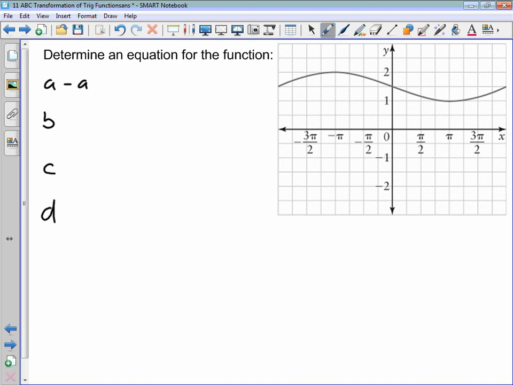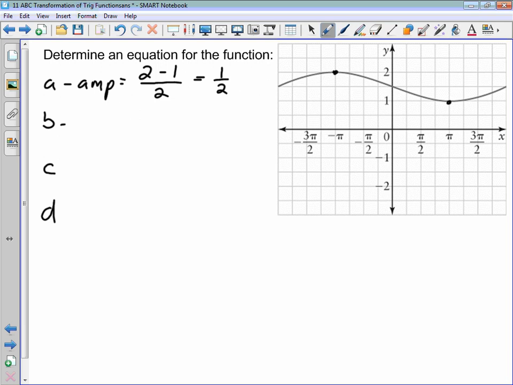A, of course, is the amplitude. We can get our amplitude by finding our maximum and our minimum values here. So we've got a maximum value up at 2, a minimum value at 1. So our amplitude is going to be that maximum value minus that minimum value divided by 2. So 2 minus 1 divided by 2 is going to be 1/2. So we got an amplitude, or an a value, of 1/2.